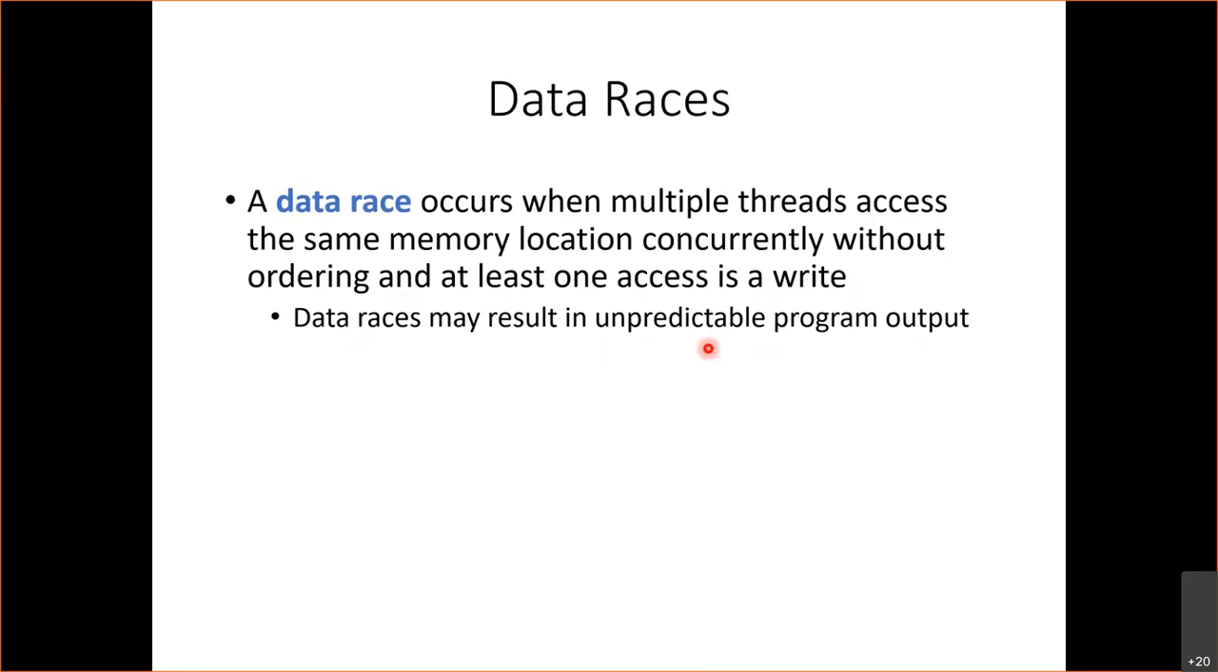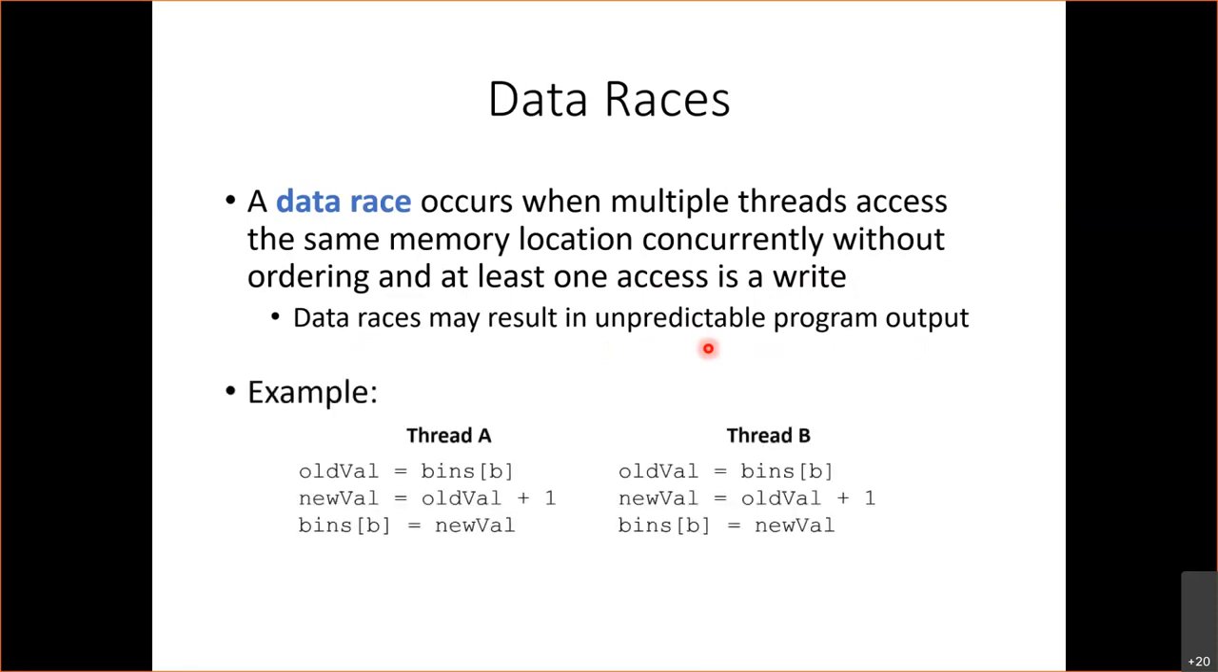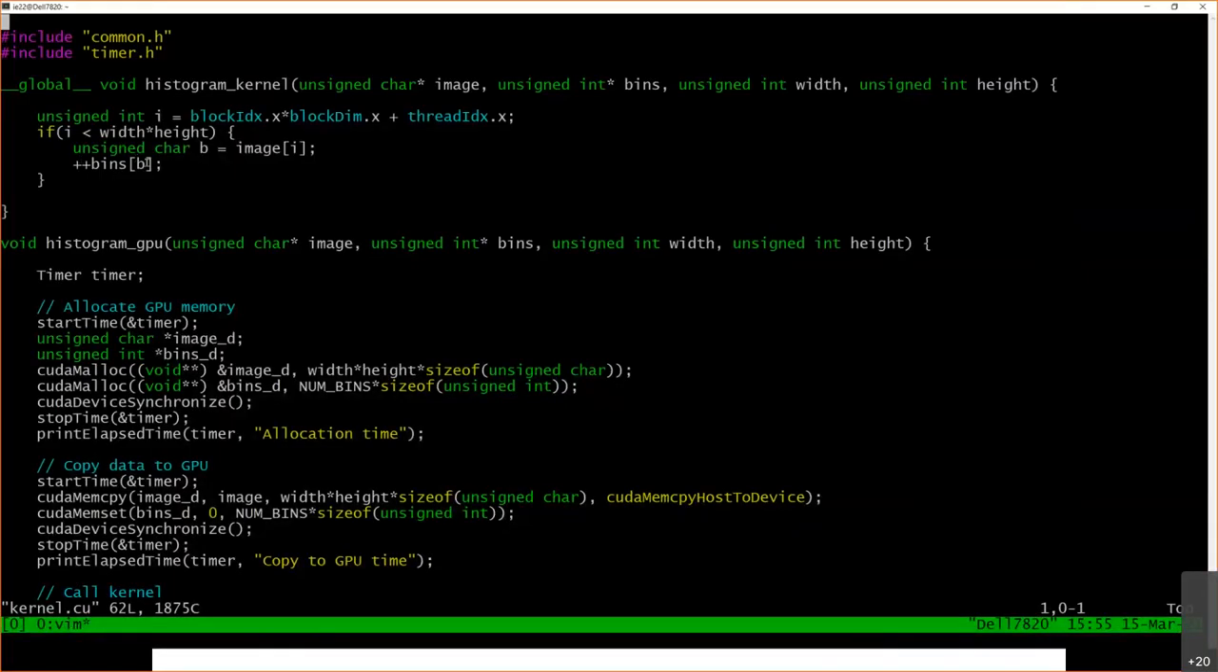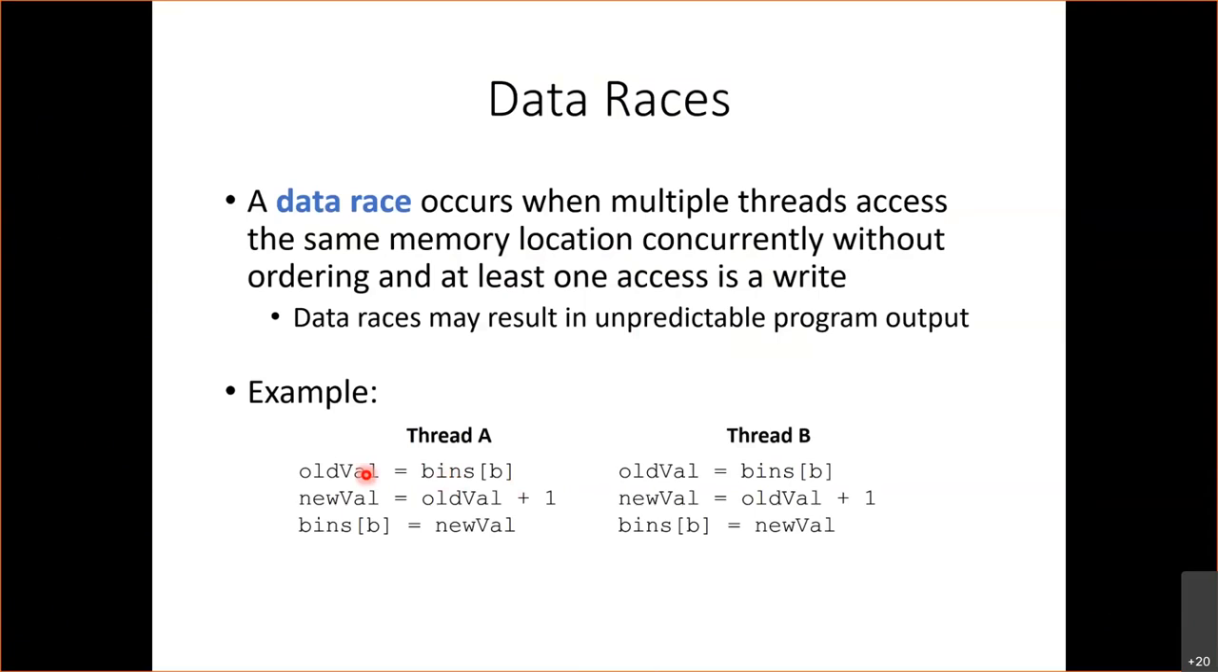Let's see why this is the case. If we go back to our bins example, when we write plus plus bins of b, there are multiple things going on. We have a load instruction that loads the old value of bins of b, then an add instruction that adds one to that value so that we have a new value, and then a store instruction that stores the new value. Now, when I have multiple threads, thread 0 and thread 1, both executing this sequence of instructions in parallel, if both threads have the same value of b, then both will be loading an old value of bins of b from the same location, both will be incrementing it, and both will be storing a new value.